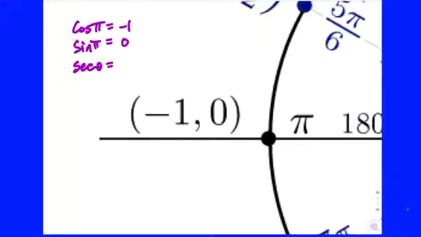Remember, secant is the reciprocal of the x-coordinate. What's the reciprocal of negative 1? Remember, negative 1 is the same as negative 1 over 1, which when you flip it is 1 over negative 1, which still equals negative 1. 1 and negative 1 are their own reciprocals. The reciprocal of negative 1 is still negative 1. The reciprocal of 1 is also 1.